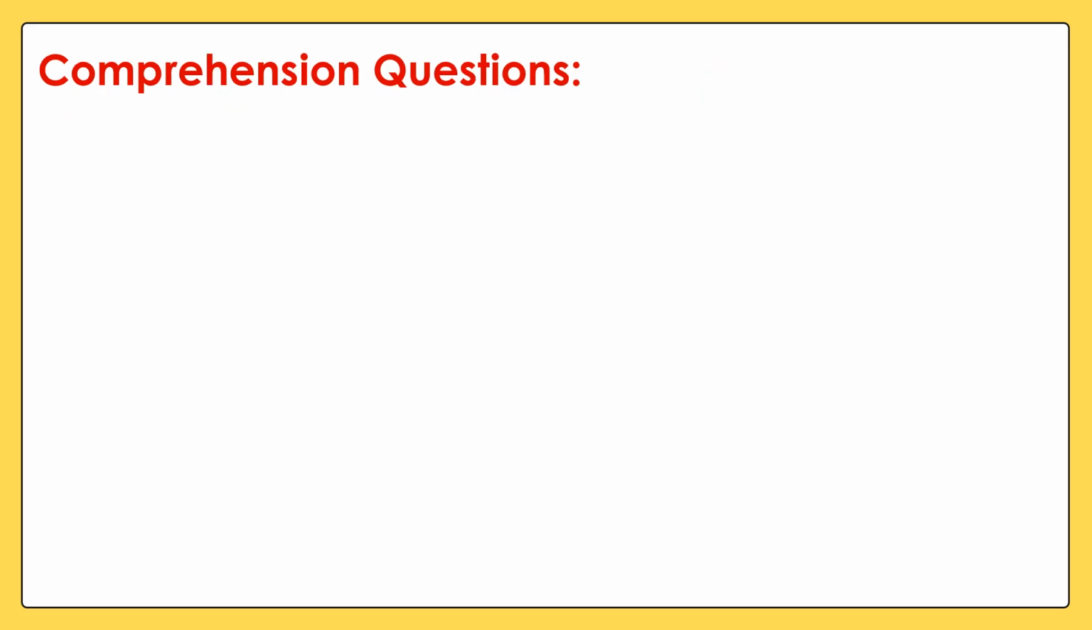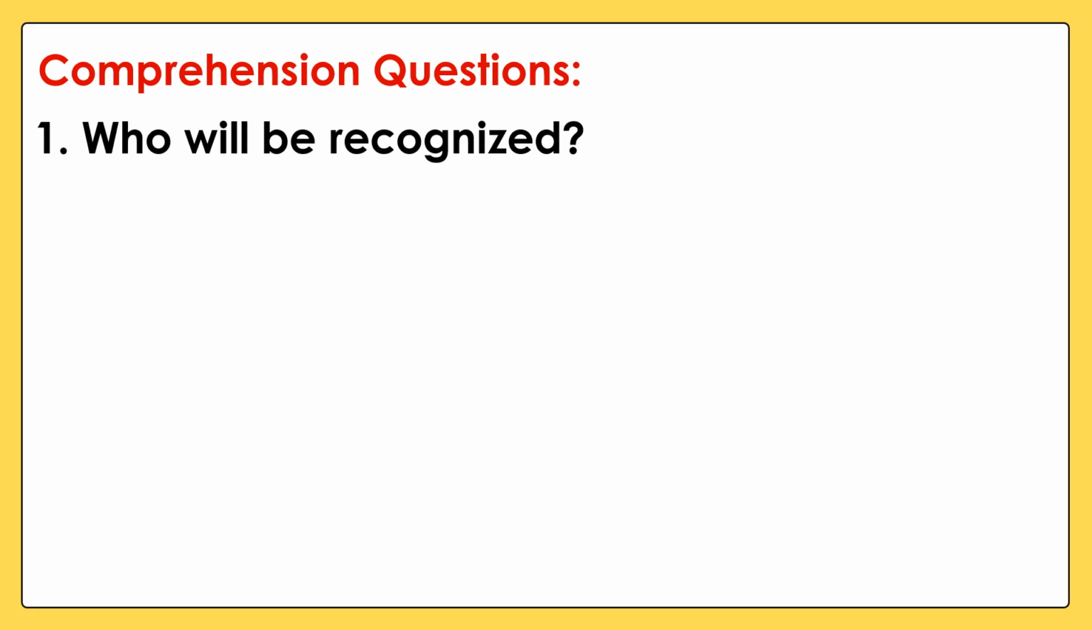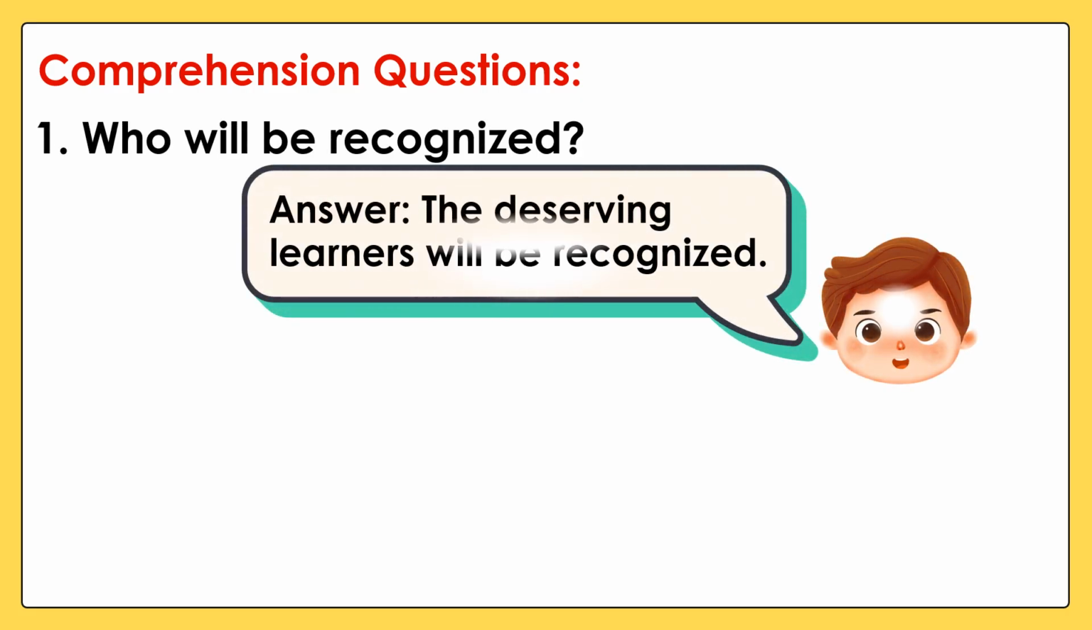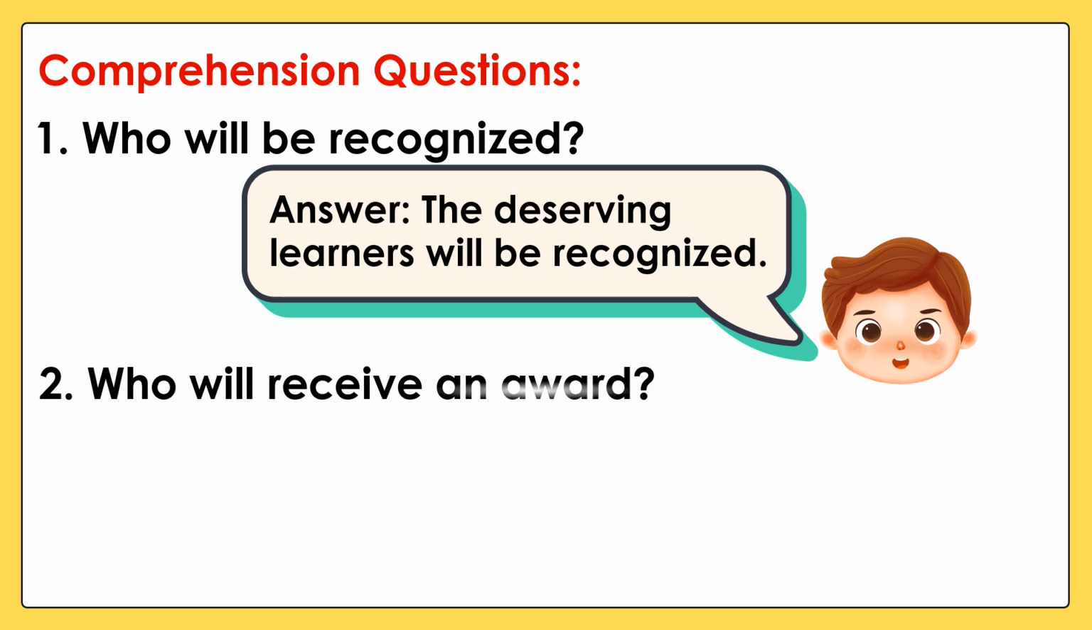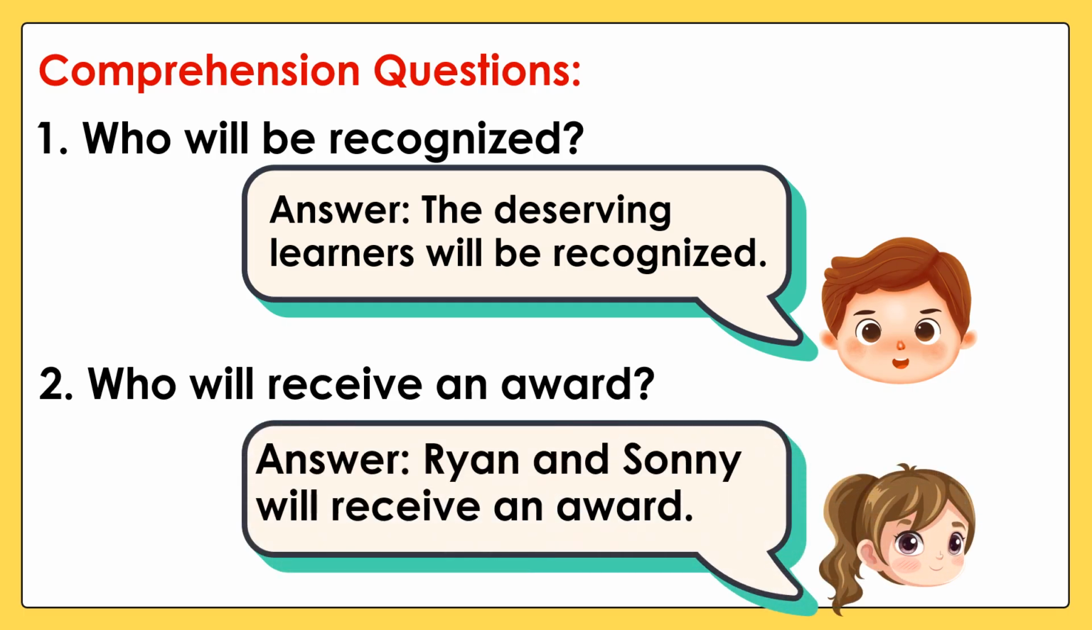This time, let's have some comprehension questions. Number 1, who will be recognized? The answer: the deserving learners will be recognized. Number 2, who will receive an award? The answer: Ryan and Sunny will receive an award.